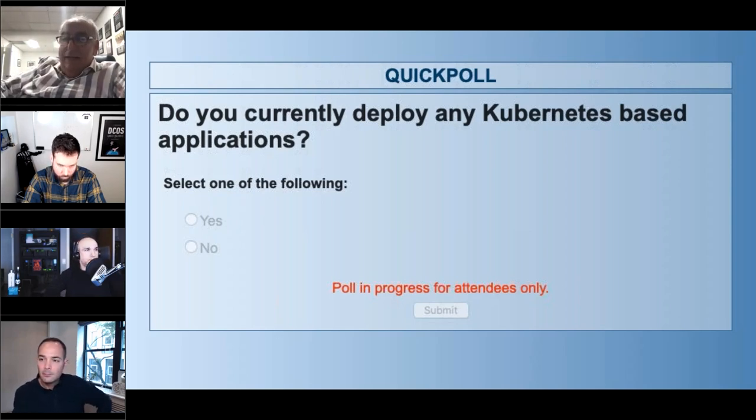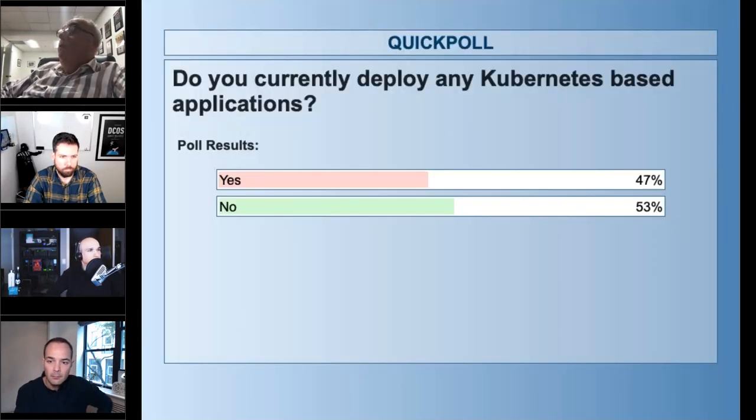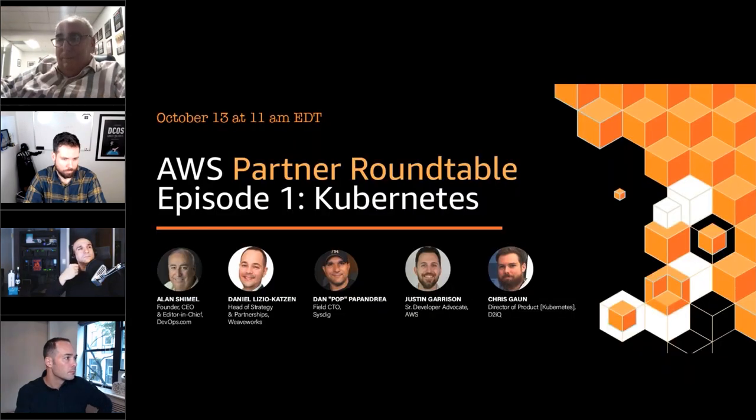I'm gonna got the same 68% this time. And let's see what we got. Results. Wow. So slightly more than half do not deploy Kubernetes at this point. 47% do. So I imagine the ones that don't are here to learn, maybe are looking to be convinced. Excellent. Now I'm going to ask our panel to comment on this in just a second, but let me do this fourth question real quick.